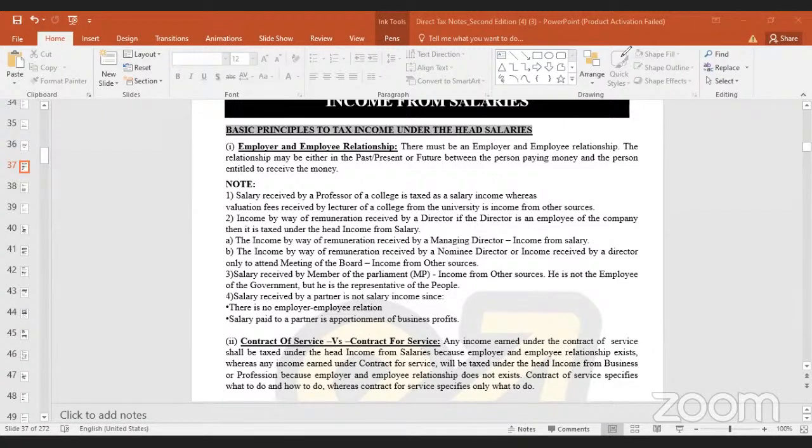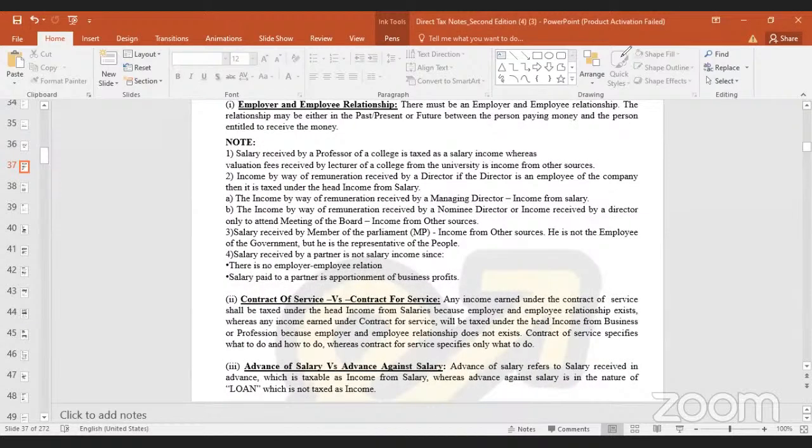Next one. Advance of salary, advance against salary. Many people have a notion that these two are the same concepts. Advance of salary, advance against salary. No.